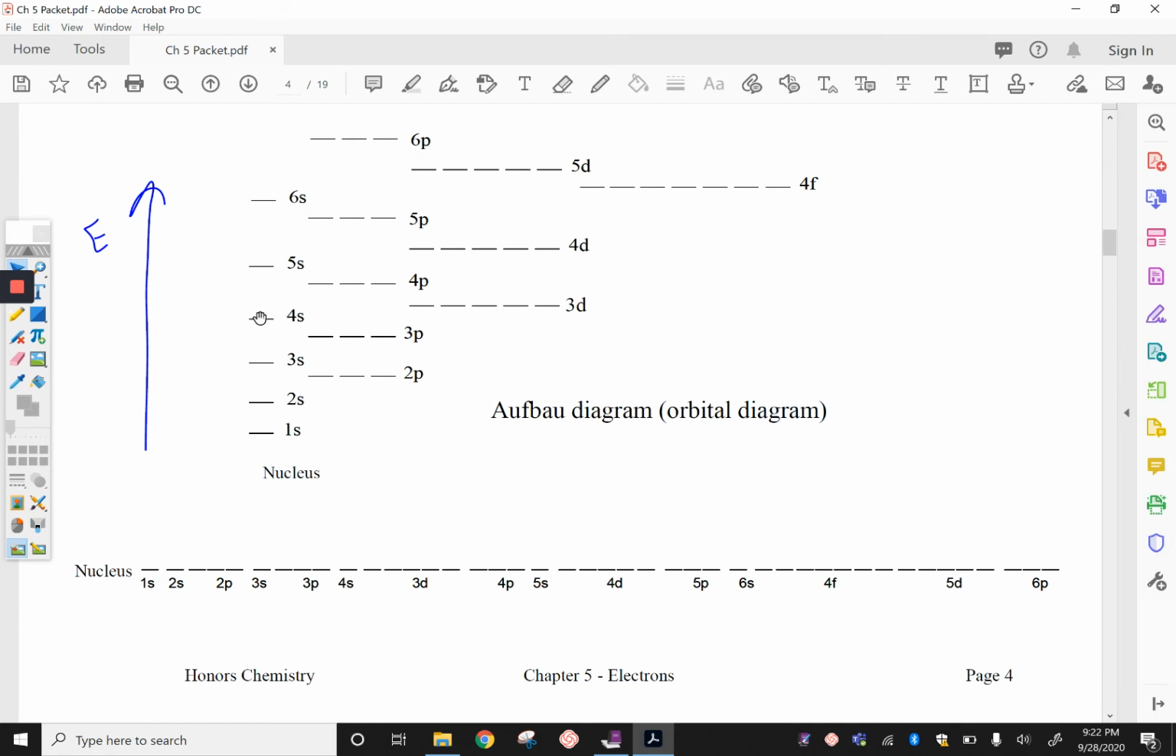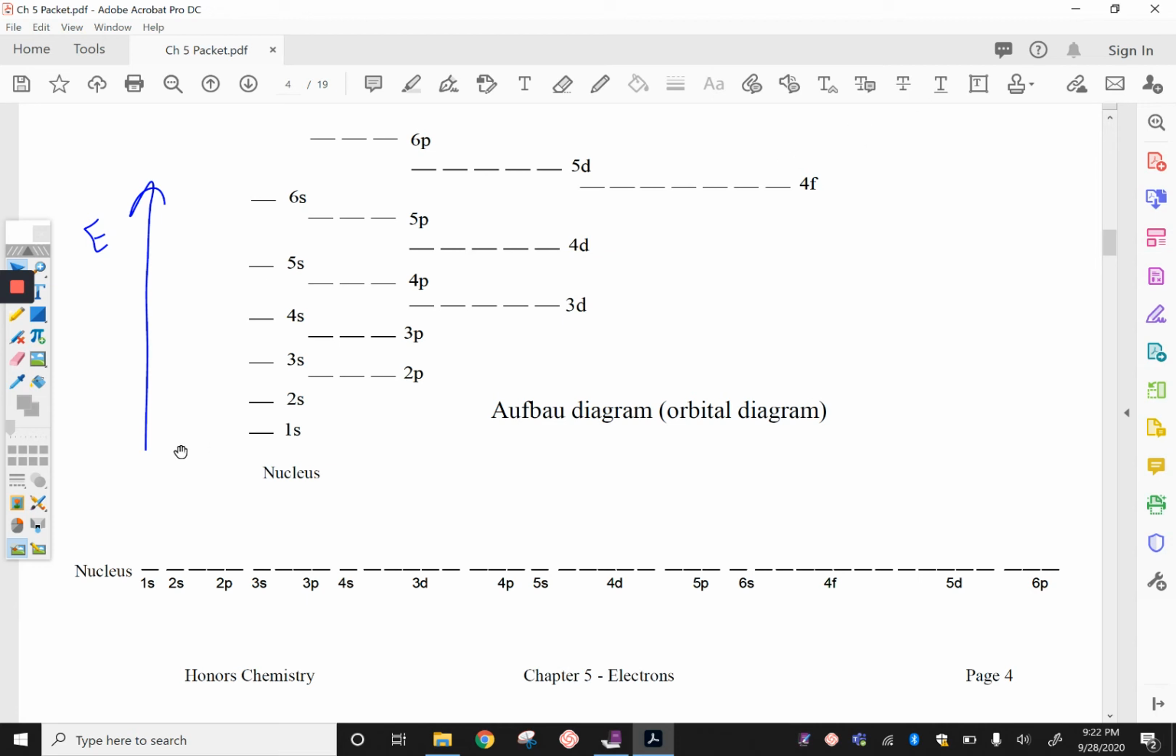S's have 1 orbital, so they can hold up to 2 electrons. P's have 3 orbitals, so they can hold up to 6 electrons. D's have 5 orbitals, so they can hold up to 10 electrons. And then the F has 7 orbitals, they can hold up to 14 electrons. So you can see that the more electrons we hold, because they repel each other, the more energy we need for those electrons to stay there.